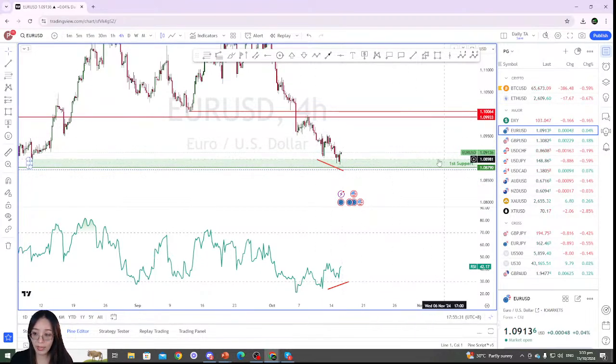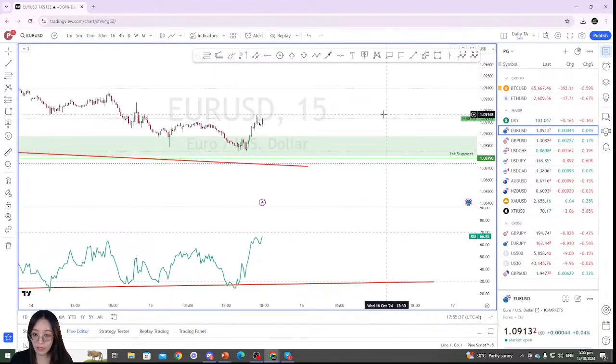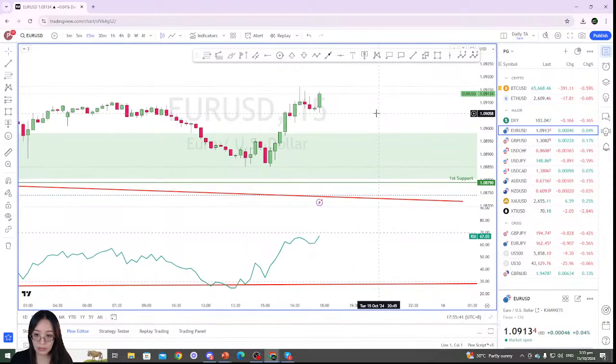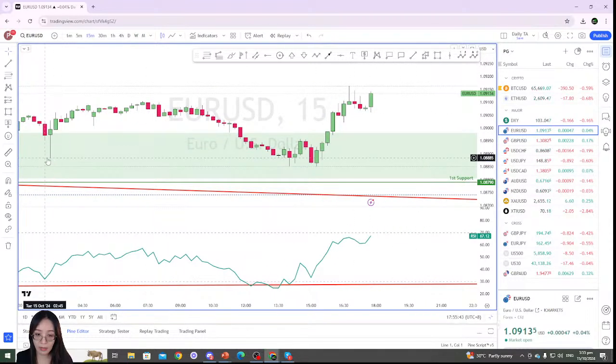Like I say, once price comes to your zone, it is safe for you to buy here. Go to the lower time frame. We want to see the confirmation. You already see the confirmation. On M15, what do you see? Once price comes here, it goes back up again.